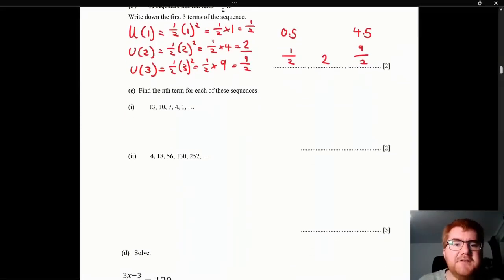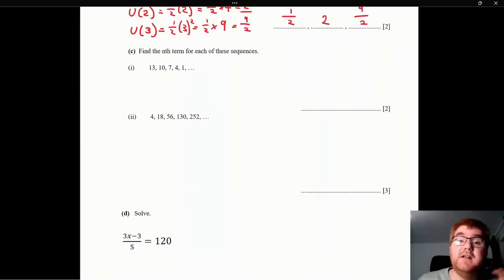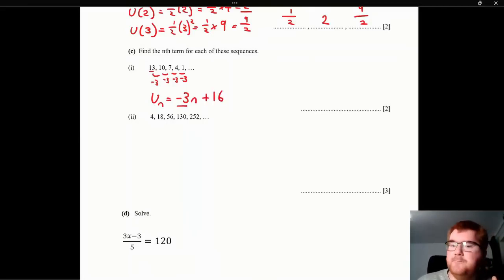Now on to the nth term for each of these sequences. Again, whenever I see an nth term question, I'm always looking for the difference. That's the first thing I'm looking for here. Notice we keep subtracting 3 each time to get the next term. So our nth term will be minus 3n. And what do we do to minus 3 to get to 13? We add on 16. So that will be our answer here.